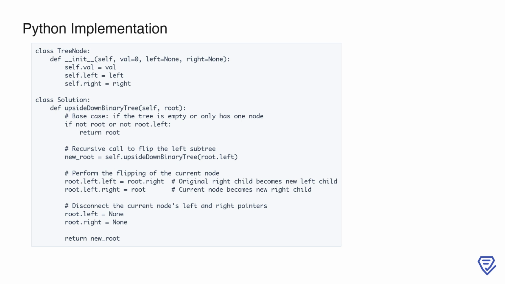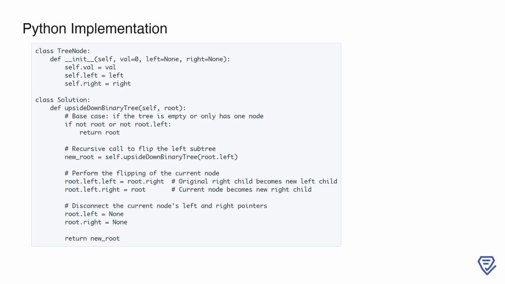First, the TreeNode class represents the structure of a binary tree node, with val as the node's value and left and right as pointers to its children. The Solution class contains the method to perform the transformation. The recursive function upsideDownBinaryTree accepts the root of the tree as input.